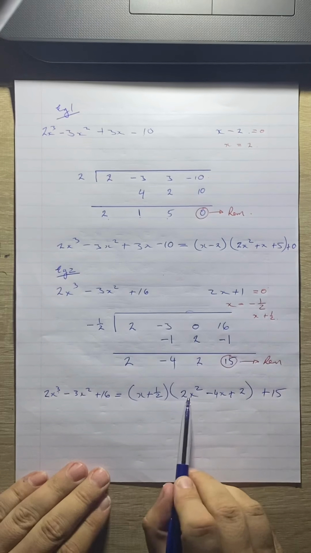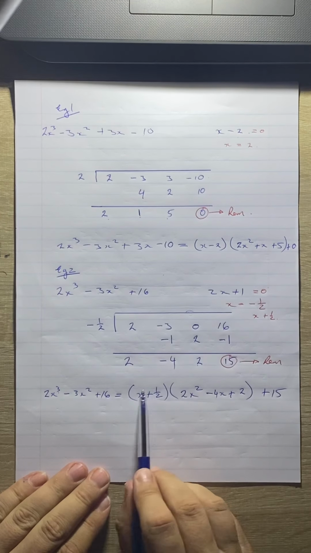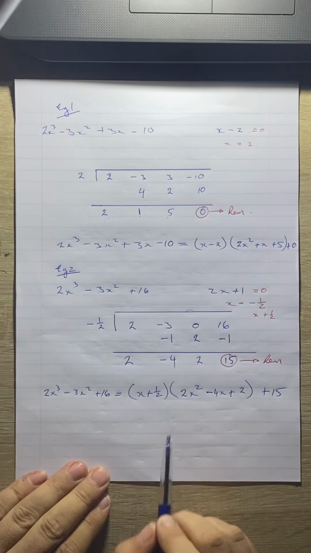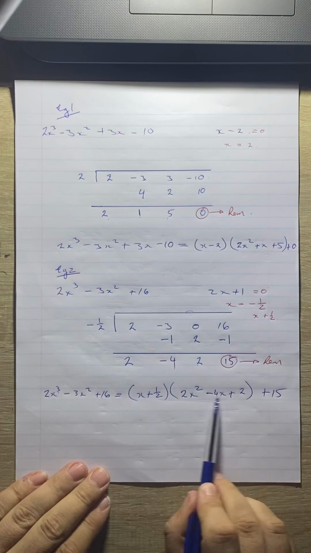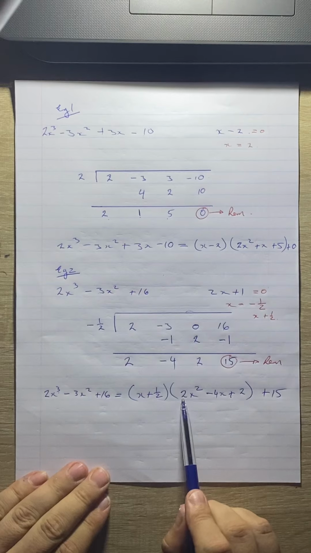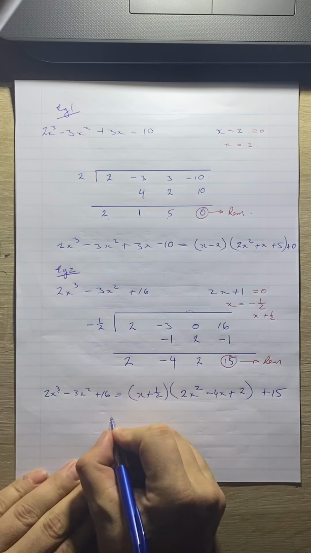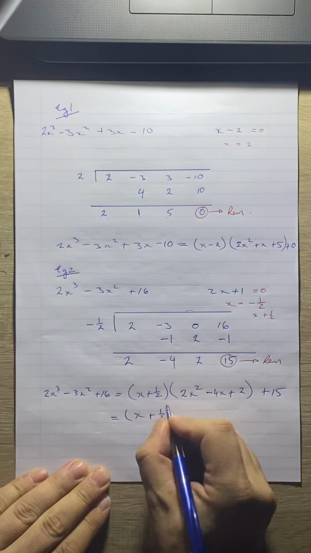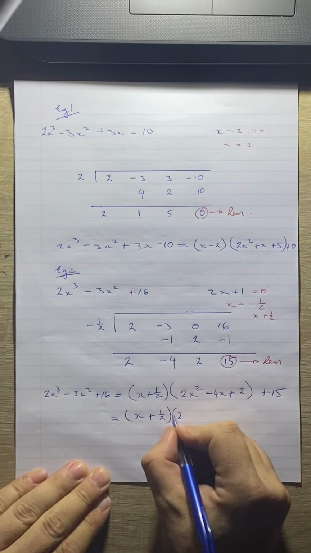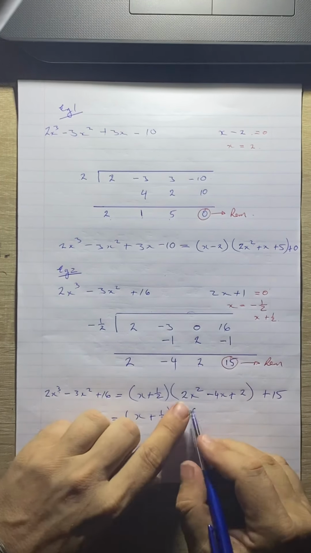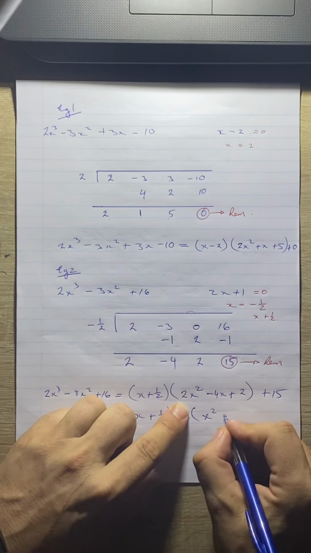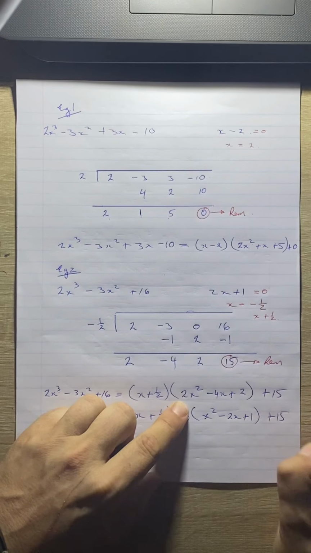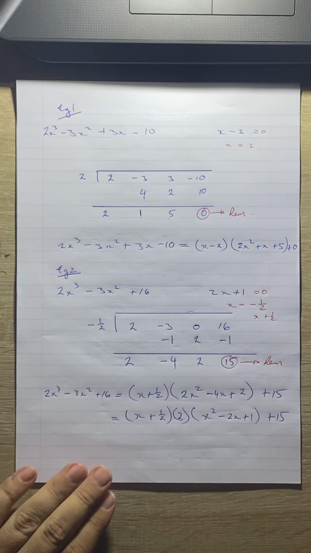Now, if I have a look at the second bracket over here, because you guys know we never write things like this with x plus a half or whatever, I've got a common factor of 2. So we've got x plus a half. I'm going to take that 2 out, and what am I left with? X squared minus 2x plus 1 plus 15. So I took that common factor out.